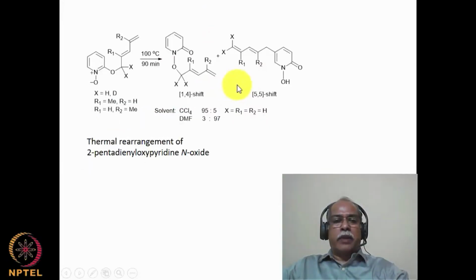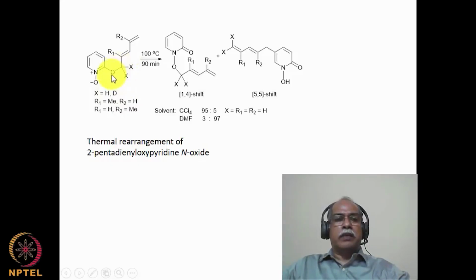Now here is an example of a pentadienyl oxypyridine N-oxide as a substrate. There are two reactions that are taking place here. One product is obtained by a formal 1,4 shift of the pentadienyl group. The other product is obtained by a 5,5 shift of the pentadienyl group onto this particular position. The mechanism of these reactions is very clearly indicated here. This is by the reaction of the oxygen onto this position here with the cleavage of the carbon-oxygen bond.